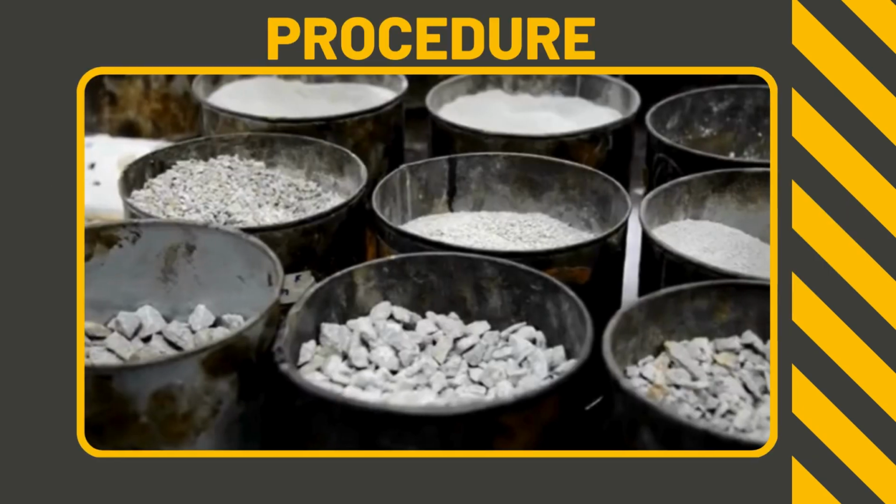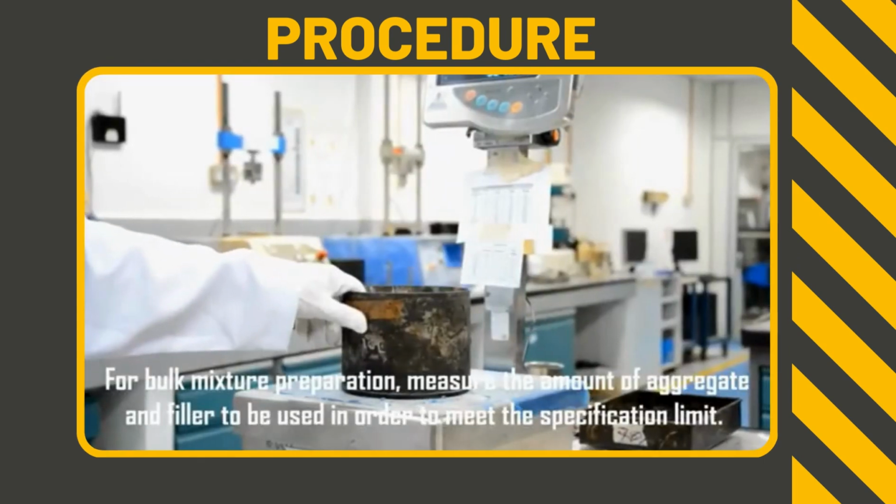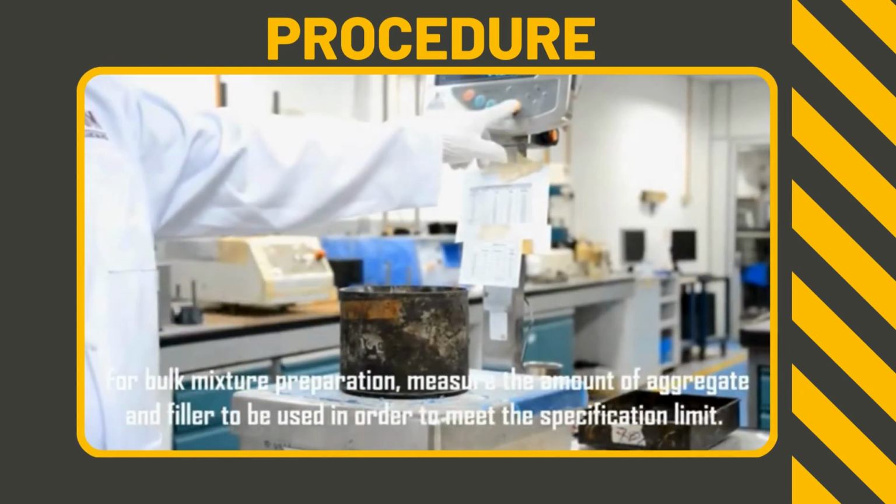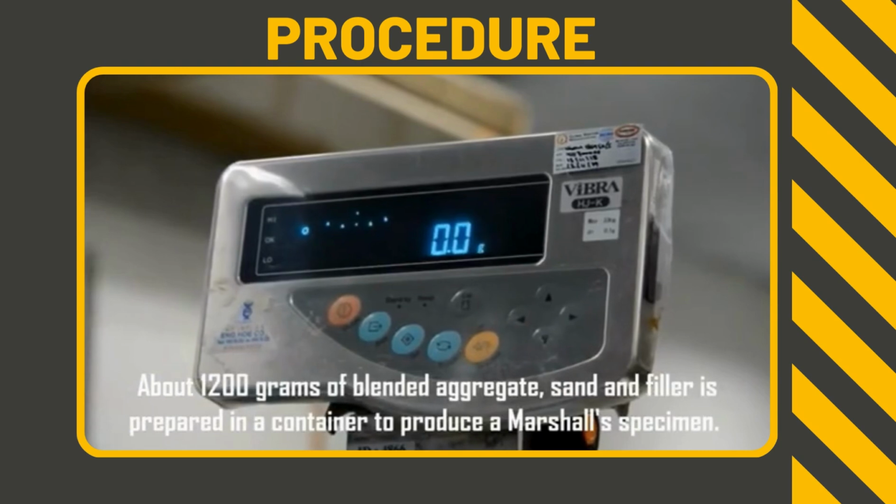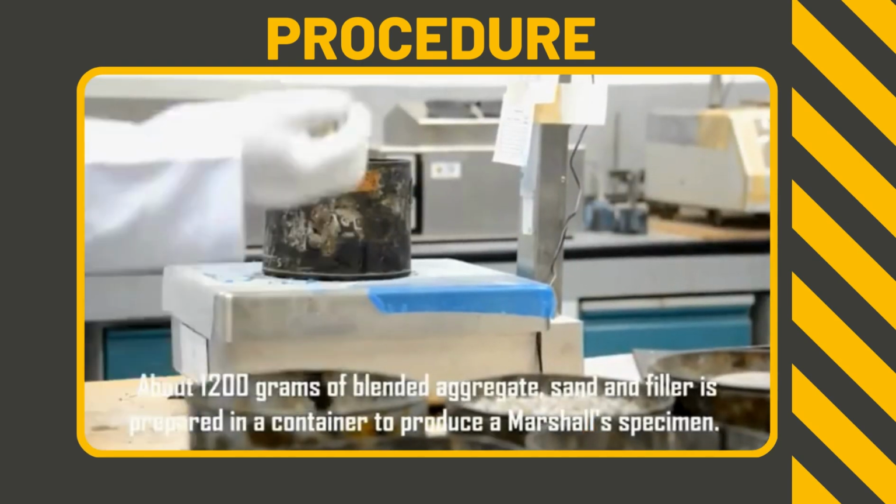Procedure. For bulk mixture preparation, measure the amount of aggregate and filler to be used in order to meet the specification limit. About 1,200 grams of blended aggregate, sand and filler, is prepared in a container to produce a Marshall specimen.